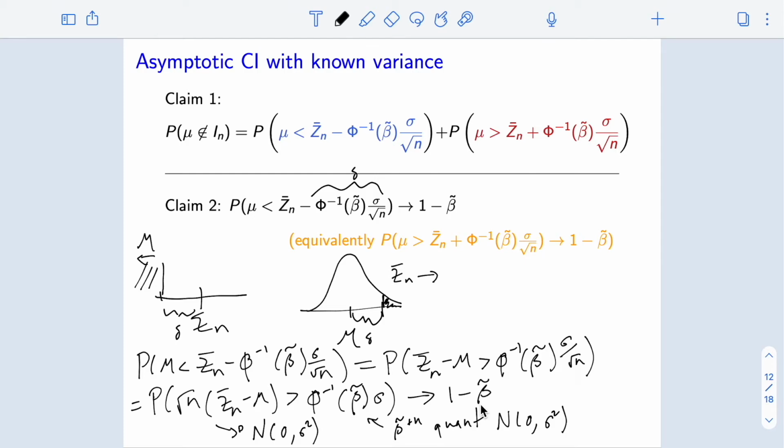So essentially, all that we did here was we took this original statement right here, and we pivoted and zoomed in such that we had a statement we could apply the central limit theorem to. And then from that, we obtained our result. Now, by combining claims 1 and 2, one can show that the coverage of this interval, In, converges to precisely what we claimed on the previous slide.